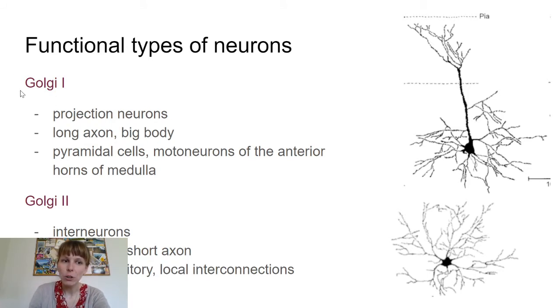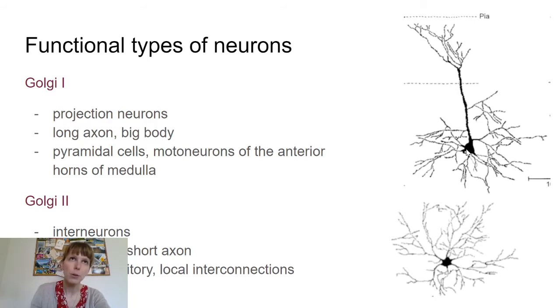And Golgi type 1 neurons look like this. So the upper one would be a nice example of a Golgi type 1 neuron. These neurons are responsible for long projections. So they are carrying information from one place in the brain or the spinal cord somewhere else. So long projection meaning long axon. The body is quite big compared to Golgi 2.